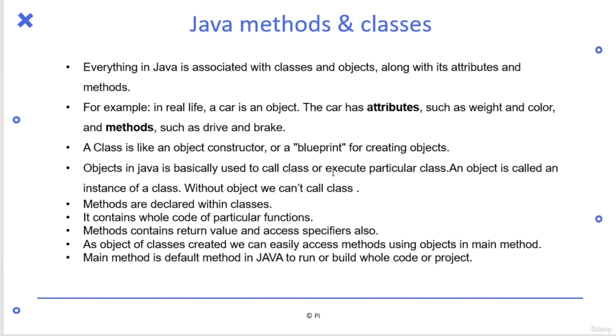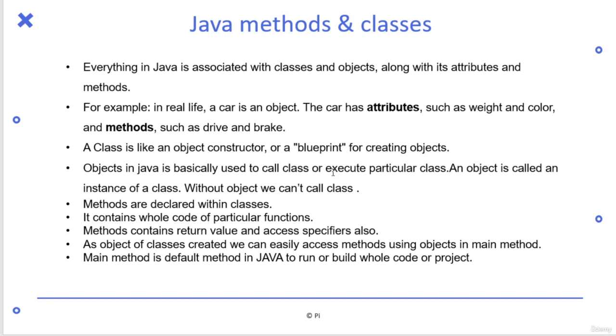So basically, a class is like an object constructor, which is a blueprint of our code or object. An object in Java is basically used to call classes or execute a particular class. Without an object, you cannot use that class at all. There are some conditions while using classes and objects, which I will tell you later. But an object is called an instance of a class. So without an object, we cannot call or use the class.